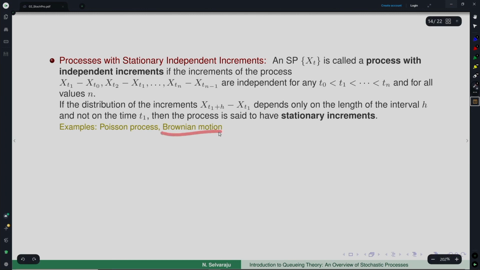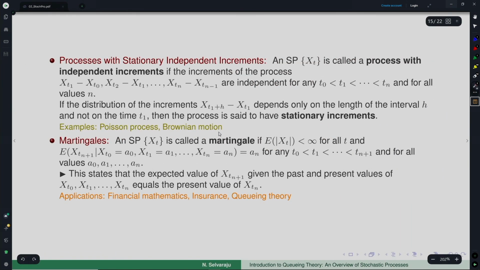And another process which will also be used in the advanced level of queuing systems analysis is Brownian motion, which is also of this nature, right. So, this is a particular class. Then you have another class which is called martingales, okay. A stochastic process is called a martingale if a finite moment exists for all t and this conditional expectation equals a n. What is this?